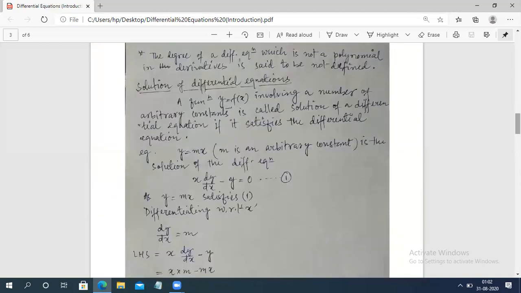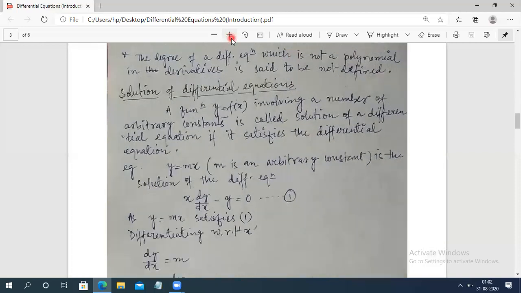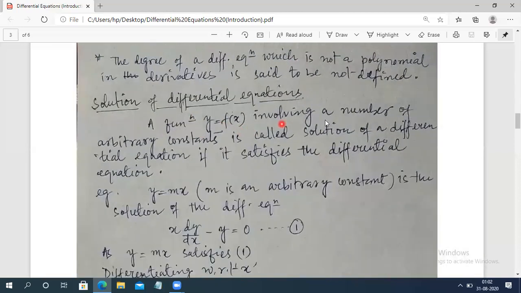And next, come to the solution of a differential equation. What is called the solution of a differential equation? Actually, a function y equal to f(x) involving a number of arbitrary constants is called the solution of a differential equation if it satisfies the differential equation. That means any function which involves arbitrary constants is called the solution of the differential equation if it satisfies the given differential equation.